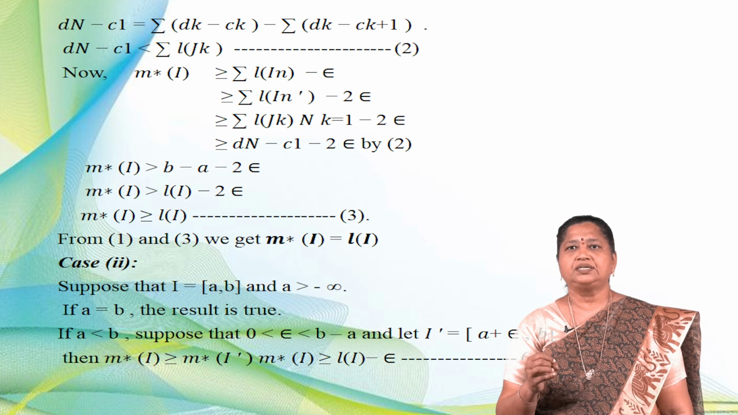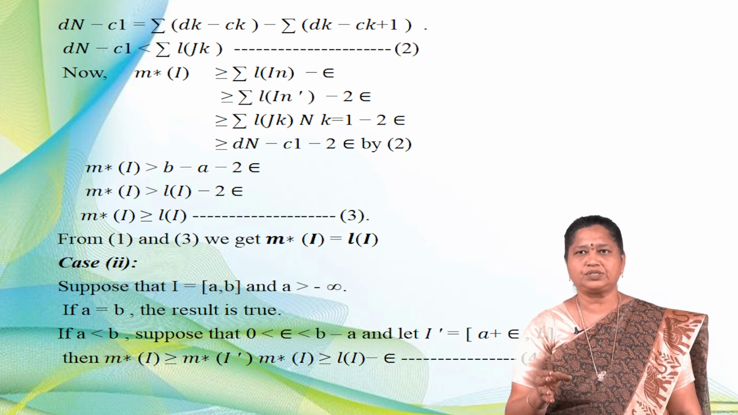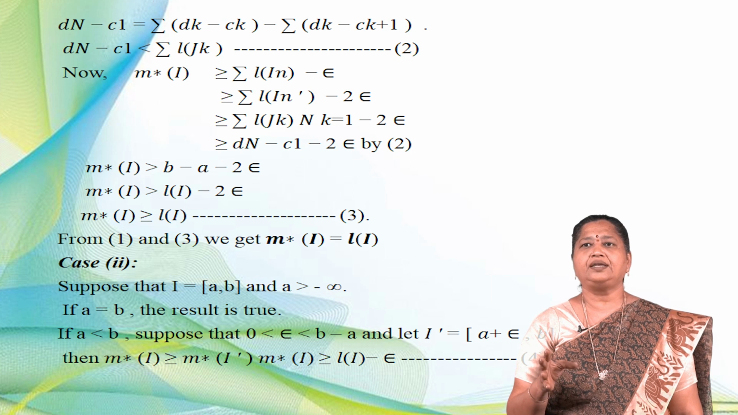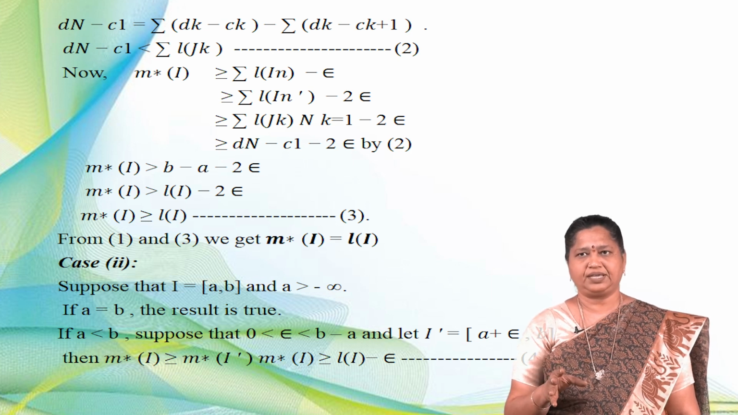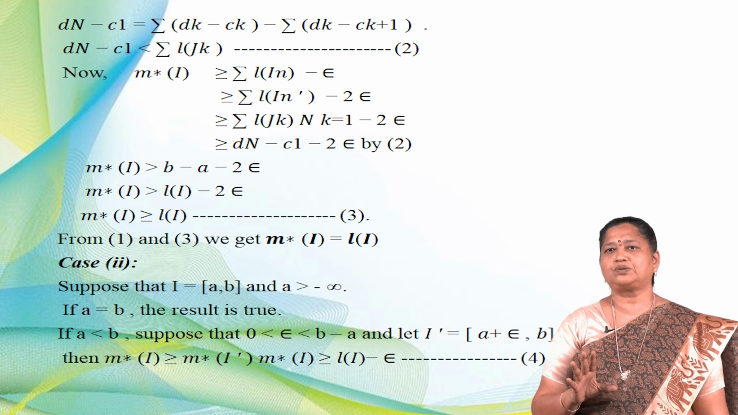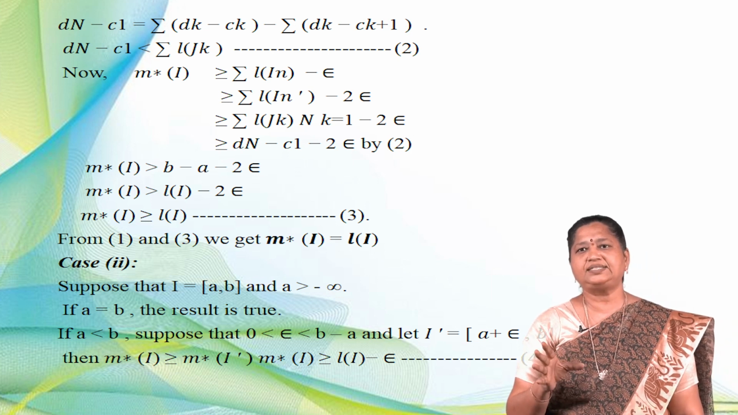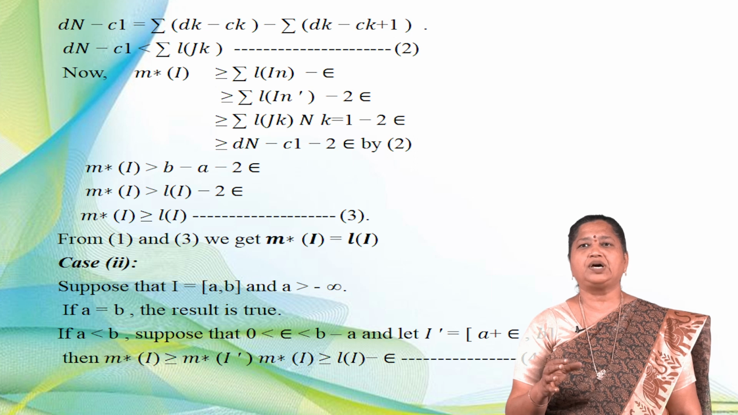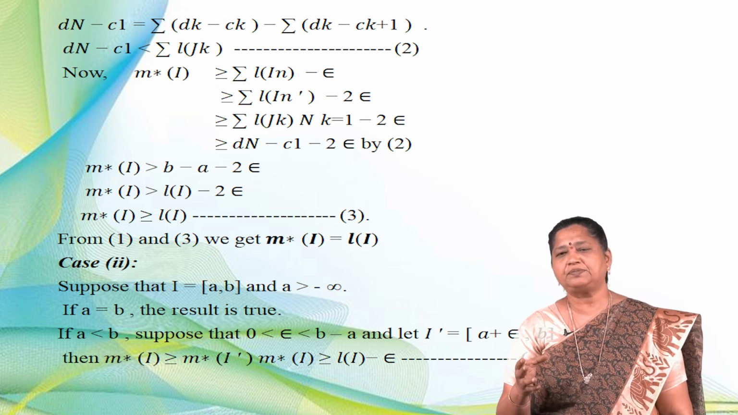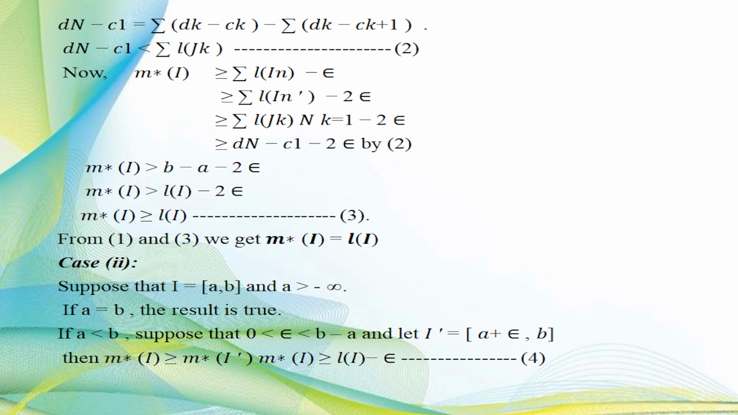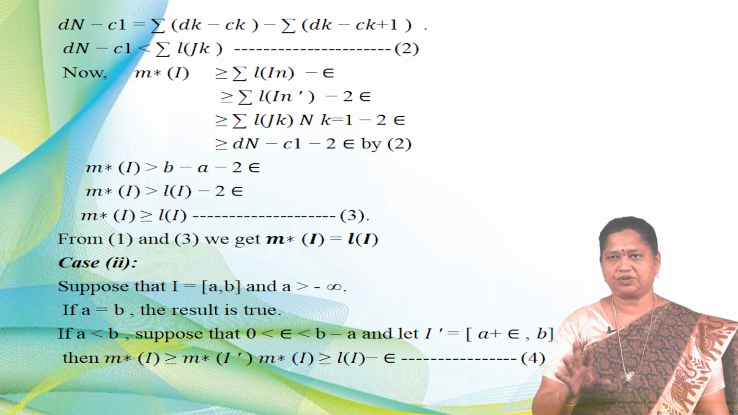Next case, suppose that I is equal to the closed interval a comma b and a is greater than minus infinity. So if a equals b, the result is true. Now suppose a is less than b, in this case we will prove again. Suppose that 0 is less than epsilon less than b minus a, and let us take I dash equal to a plus epsilon comma b. Then again we will take m star of I is greater than or equal to m star of I dash, that is greater than or equal to L of I minus epsilon, by the outer measure definition, that is equation 4.